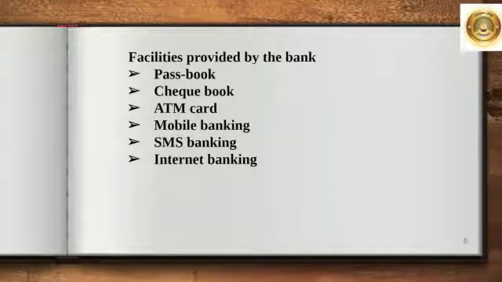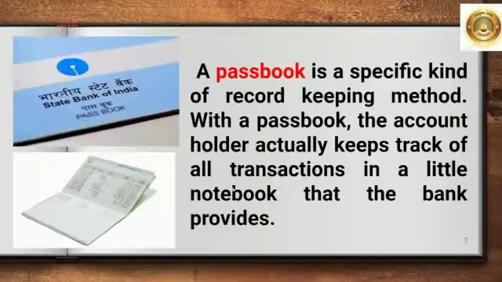Now let's see what are the facilities provided by the bank. The bank gives a passbook to the account holder, a checkbook, an ATM card. It also provides the facilities for mobile banking, SMS banking, and internet banking, which are currently in use. Now let's see these things one by one.